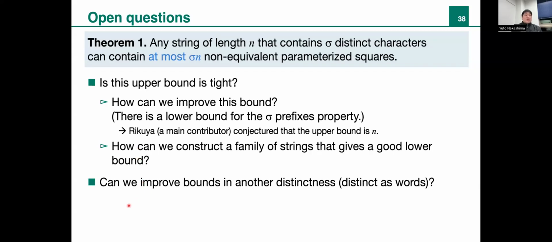Another question is, can we improve bounds in another distinctness, for example, distinct as words? I have no idea for this problem. Okay, that's all. Thank you very much.